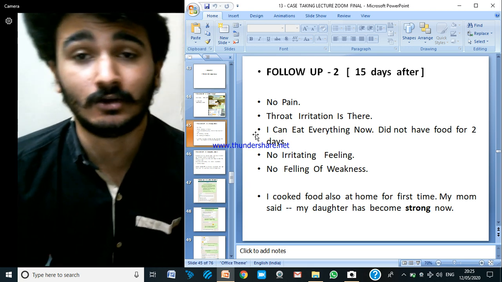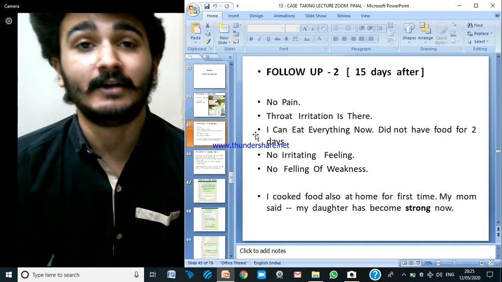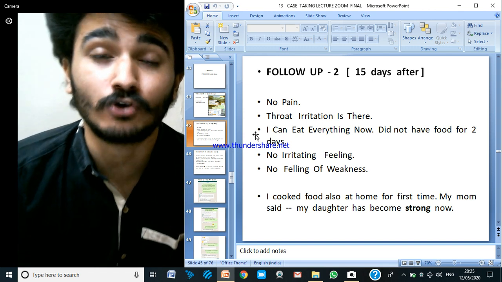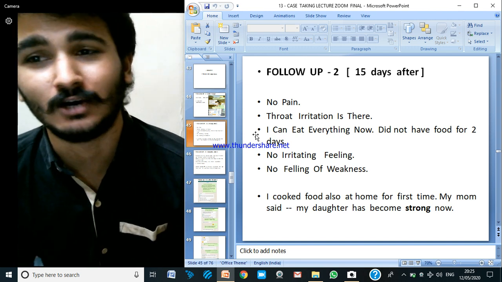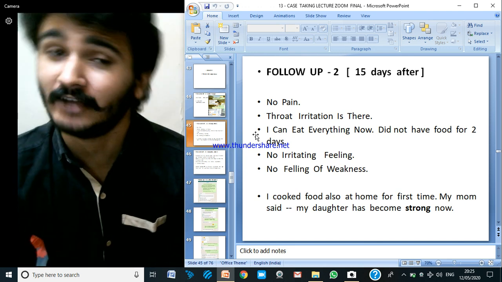And see what she says now. I cooked food at home for the first time, and what my mother said, "मेरी बेटी अभी strong हो गई." My daughter is strong now. Was this important for her to say? Again, she stresses on that thing, that I have become strong now.